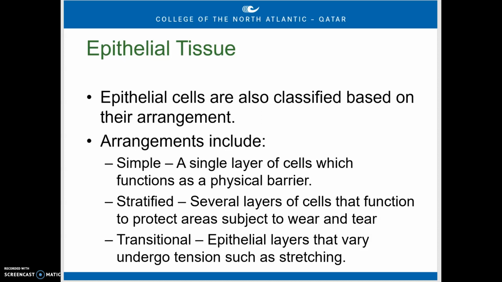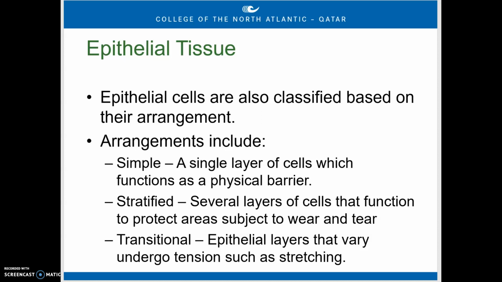The next way that we classify them is by their arrangement. Okay, so we have 3 different arrangements that we look at when we're talking about epithelial cells. We can have simple, which means that that tissue is arranged in a single cell layer. Okay, it forms a barrier between one environment and the internal environment of the body. So that's simple.